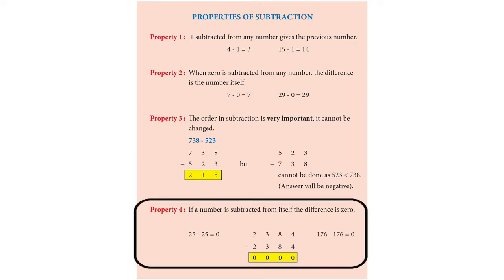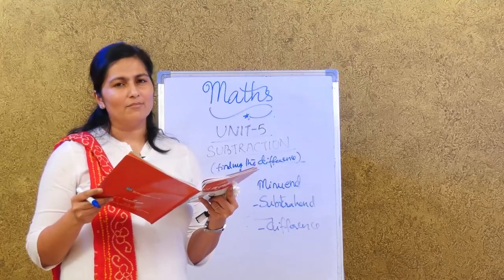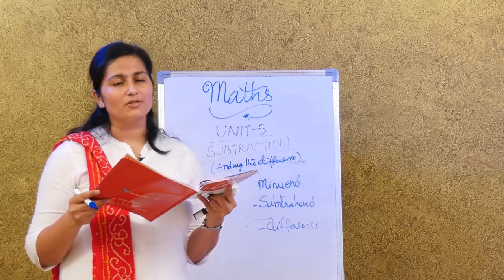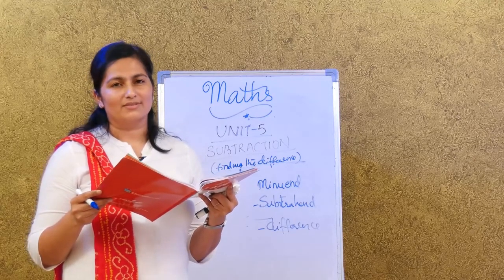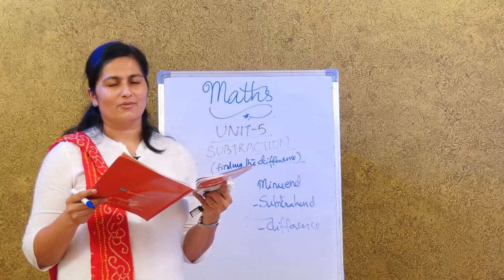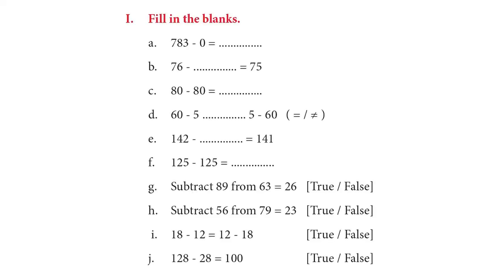Property 4. If a number is subtracted from itself, the difference is 0. See, these last 2 points are very different from the additions. When you add 2 numbers, you get a bigger number. But when you subtract 2 equal numbers, you get all zeros depending on the number of digits. All will be 0, 0, 0, okay, depending on the digits that are used.